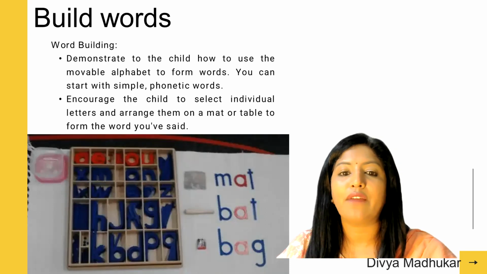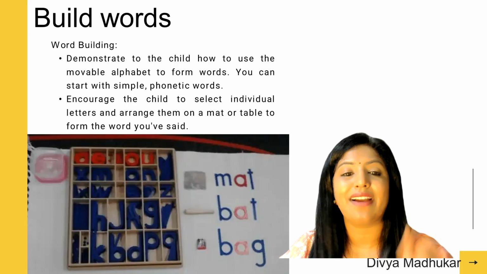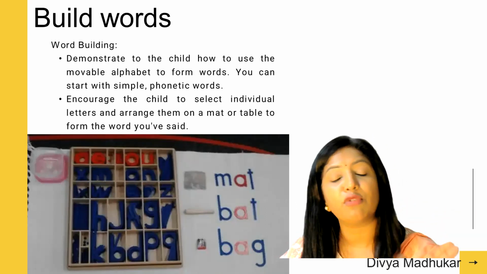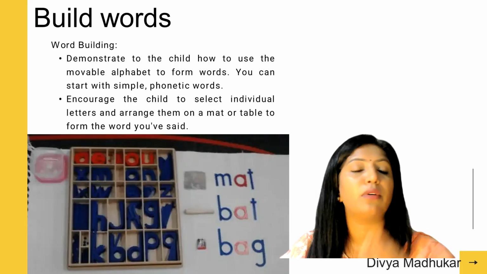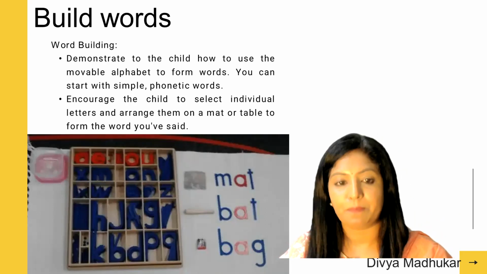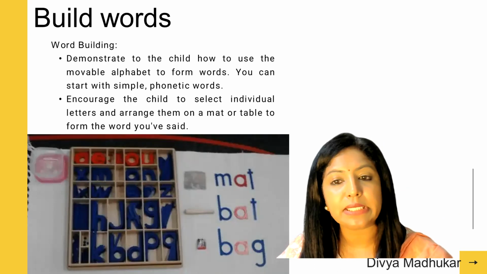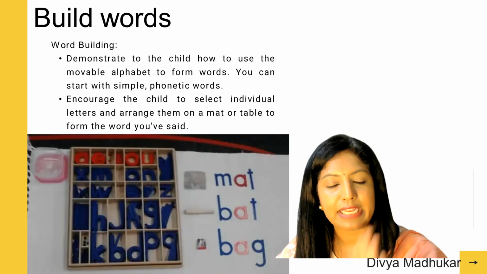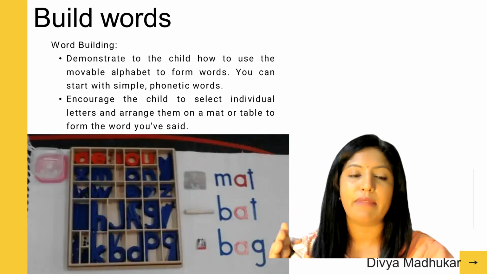So you have to only introduce the movable alphabet after the child understands and knows all the symbols. The child knows the sounds of all the letters. If the child does not know this, we don't introduce this material at all for them at the initial stage. You will go back to sandpaper letters. You will make sure that the child learns all of that, the letter and the letter sound and their association. Then you can bring in the movable alphabet.